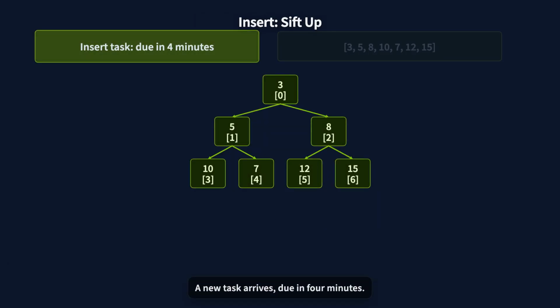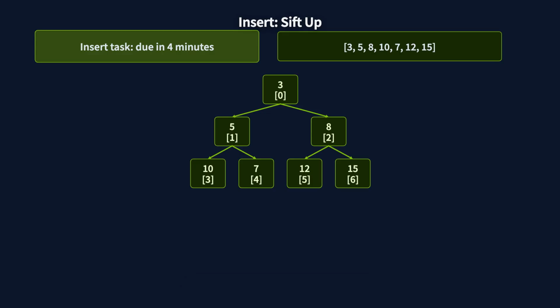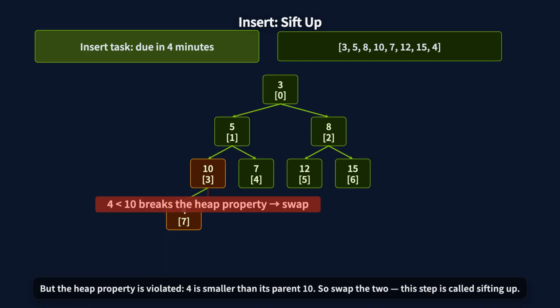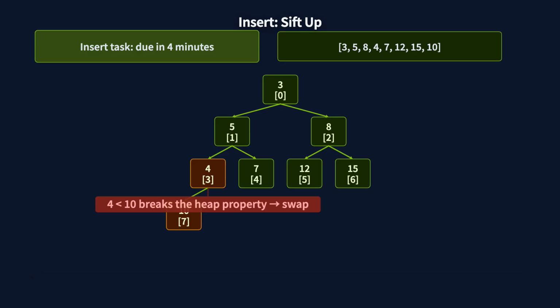A new task arrives due in 4 minutes. First, append it at the end of the array, the next free slot of the complete tree, index 7. The shape stays a complete binary tree. But the heap property is violated. 4 is smaller than its parent 10. So swap the two. This step is called sifting up.